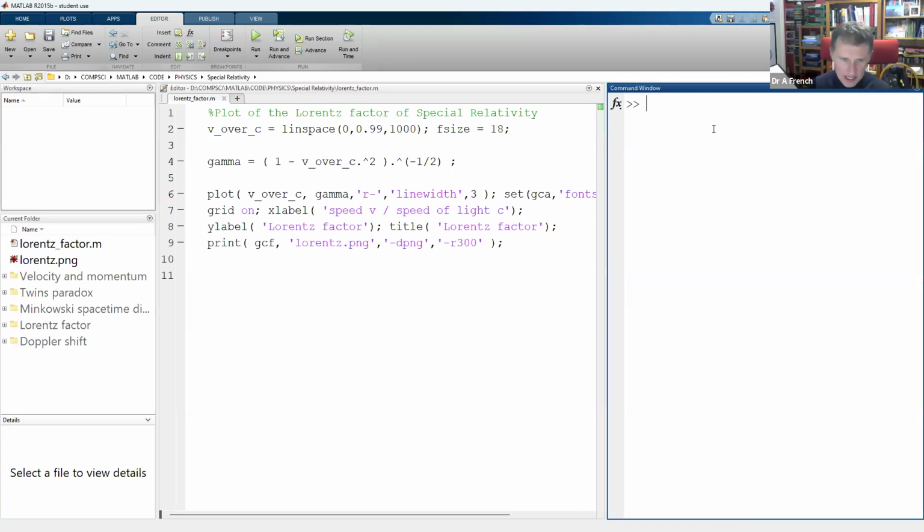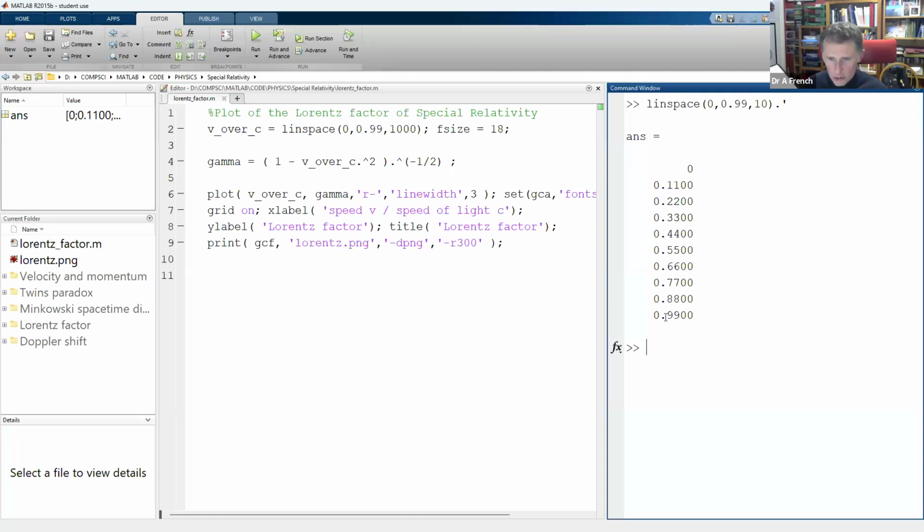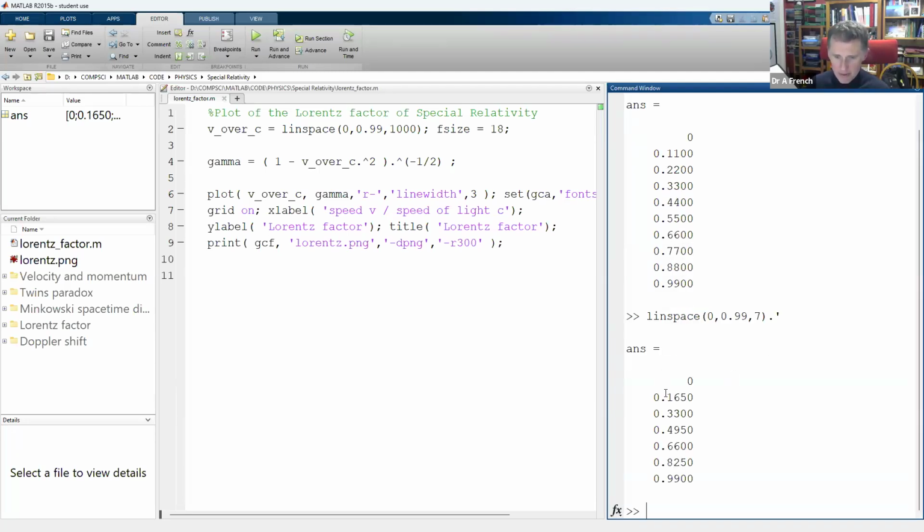Let's do that with a few less elements so you can see what I'm doing. In my command window for MATLAB, linspace 0 to 0.99, and let's have 10. I'm going to transpose that using dot dash so you can see all of them. There we go. We've got 10 elements, like a column vector in Excel, from 0 to 0.99, and they're spaced equally, in this case by 0.11. I could do that with, say, 7 spaces if I want. A really useful construction device.